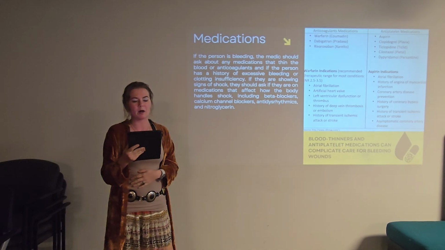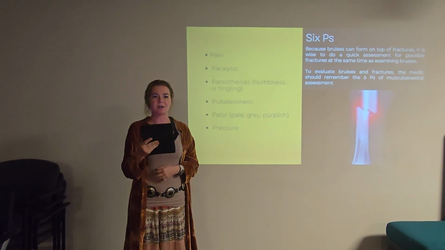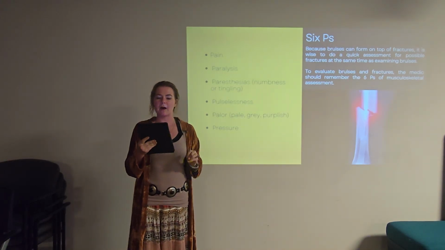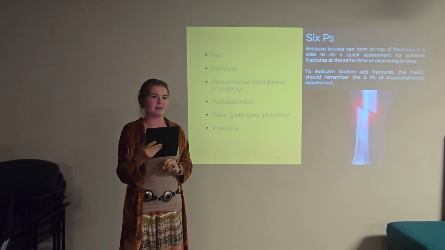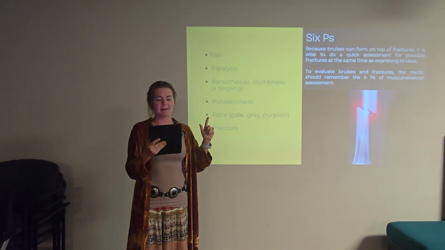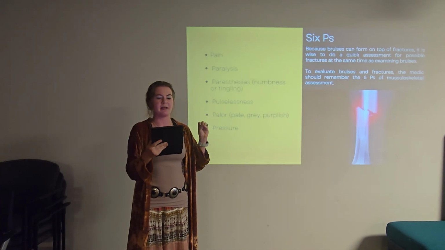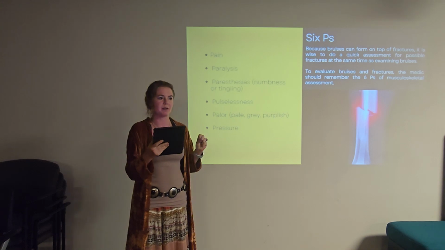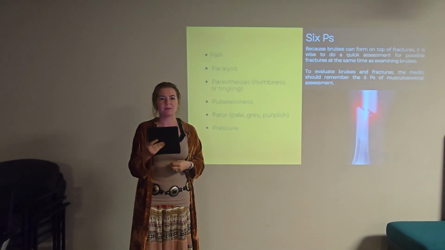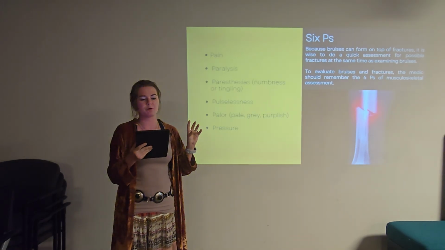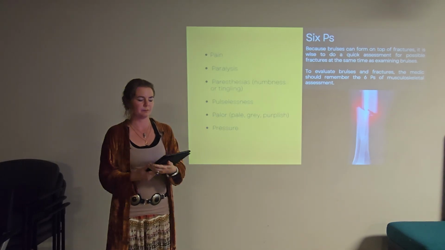Because bruises can form on top of fractures, it is wise to do a quick assessment for possible fractures at the same time as examining bruises. To evaluate bruises and fractures, the medic should remember the 6 P's of musculoskeletal assessment: pain, paralysis, paresthesias, which is numbness or tingling, pulselessness, pallor, is it pale, is it gray, is it purplish, and is it pressured. The pressure refers specifically to both how the person responds to pressure and a feeling like the tissues are pressurized.